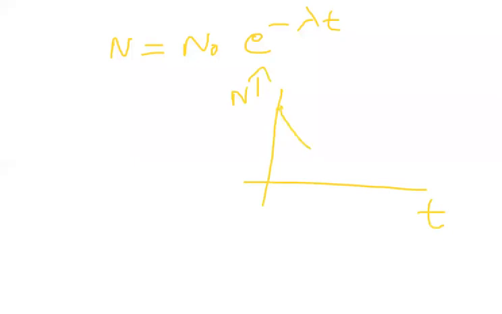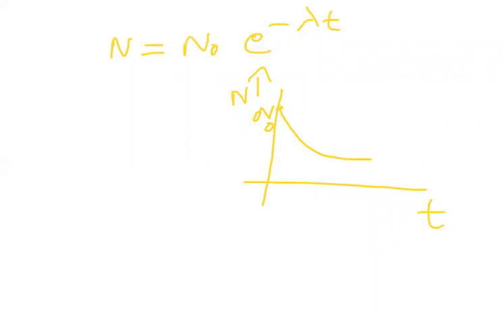N is equal to N naught into e power minus lambda t. So if you plot the graph for number of nuclei left, that is N, and the time, it is exponential. And what is happening here? It is decreasing, from initially N naught, it is decreasing. We'll get the shape of a rectangular hyperbola.